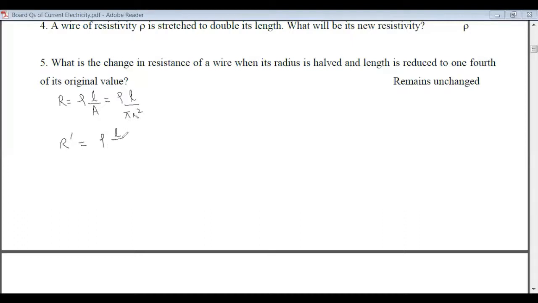Now the new length L dash is L upon 4, whereas the new radius r dash is r upon 2. So this is equal to rho L upon 4, whereas the denominator is pi r square upon 4. 4 and 4 cancel out. So rho L upon pi r square, and this new resistance is equal to the original resistance, that is, it is equal to R. So hence the resistance does not change. The resistance will remain the same.